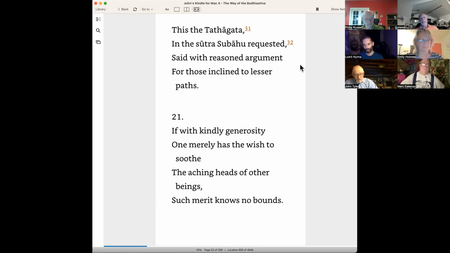This is the Sutra of the questions of Subahu. And a sutra is a dialogue between the Buddha and one or more of his disciples or students.